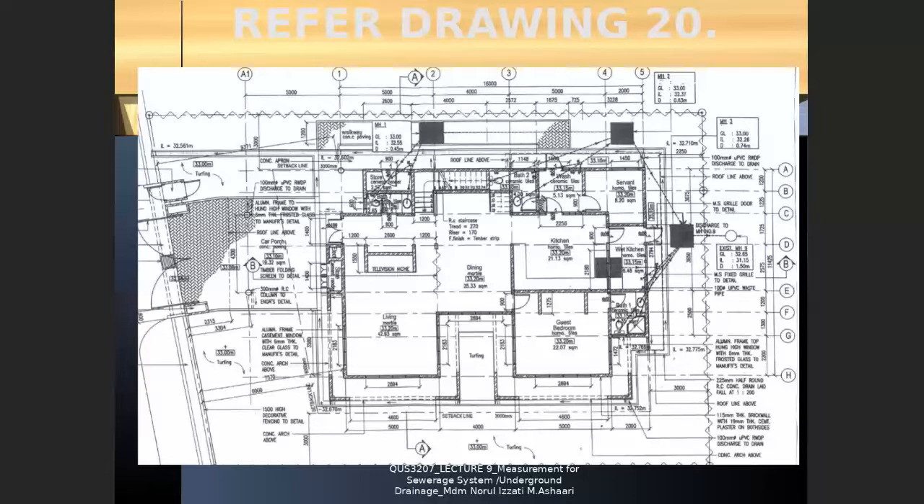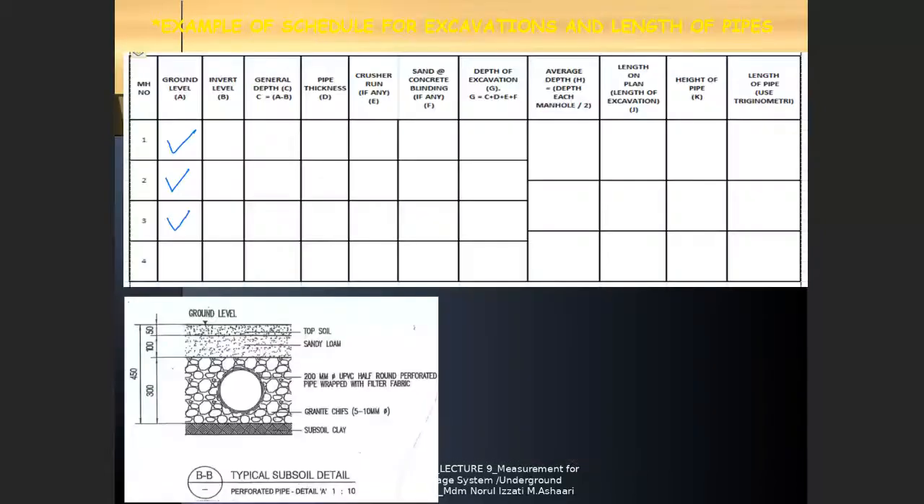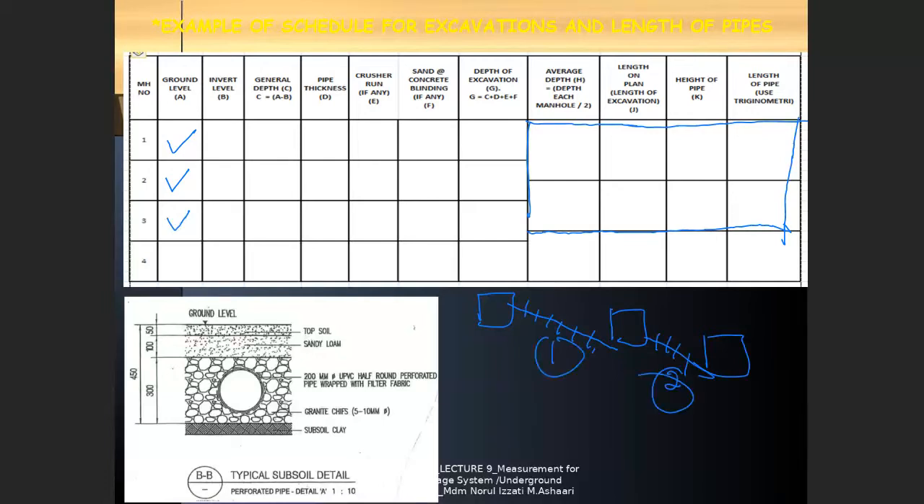So try to do this one again by filling up from manhole number 1 until manhole number 3. Okay, so for manhole number 1 until number 3, your box will be stopped here. Because if you have 3 manhole, you only have 2 pipe. Okay, so logically, this is manhole 1, this is manhole 2, this is manhole 3. So your pipe is here in between. So how many pipe we have? 1 here, and this is the second one. Okay, so that is in logic.